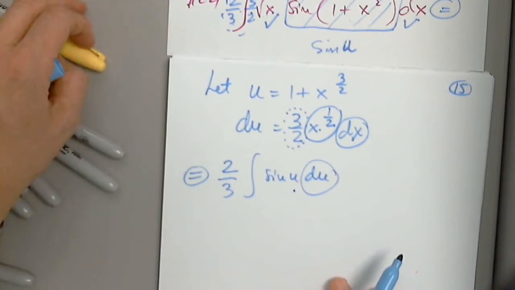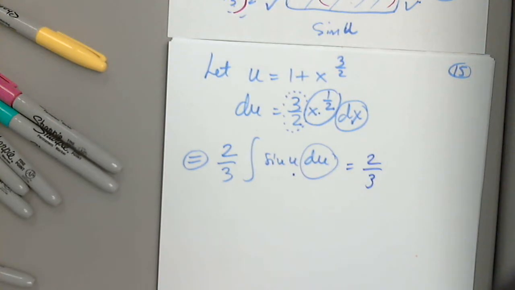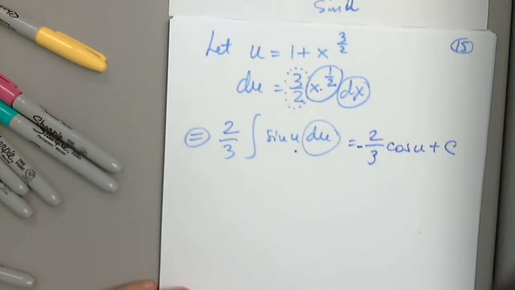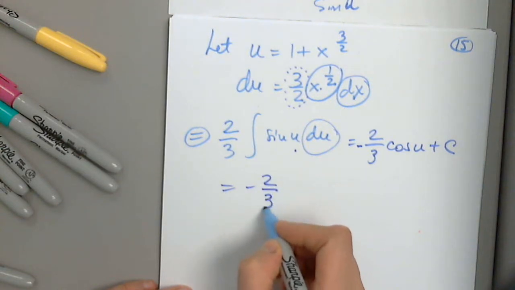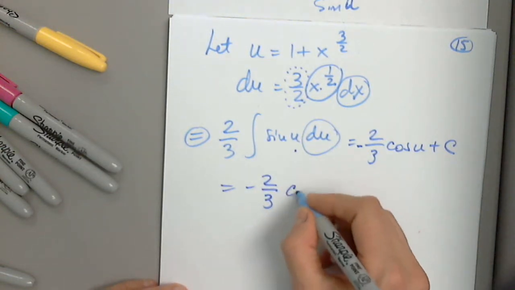Is this okay? So then this is 2/3. Which function's derivative is sine u? But negative, right? Very good. So negative in front, cosine u plus a constant c. So negative 2/3, I have to go back and replace u. What am I replacing u by?